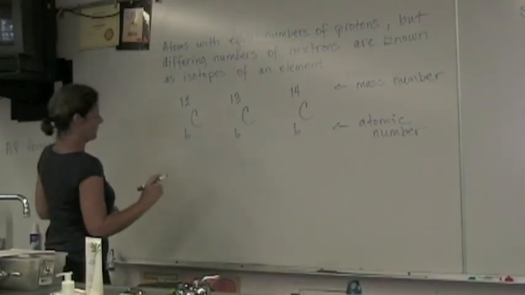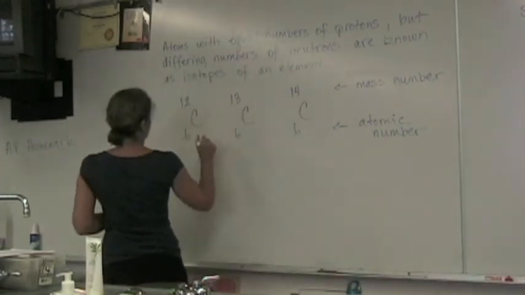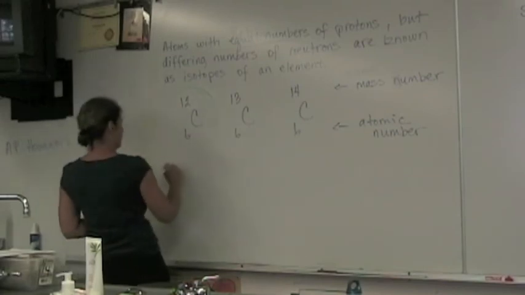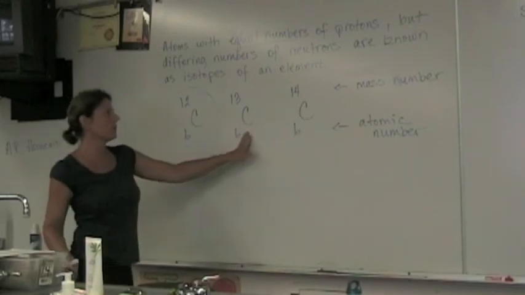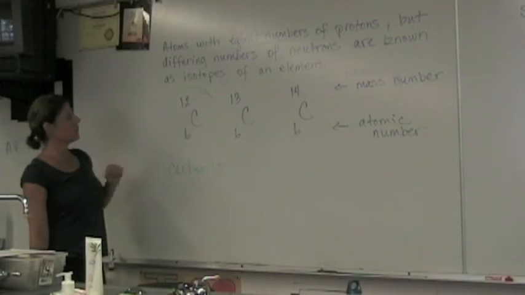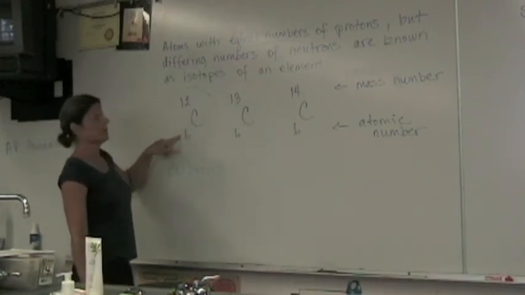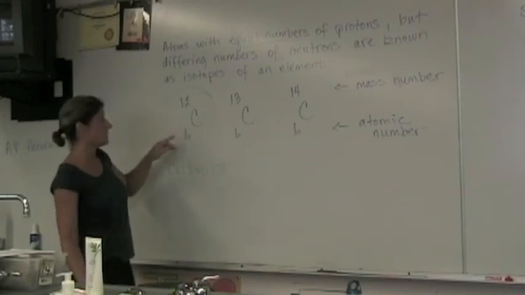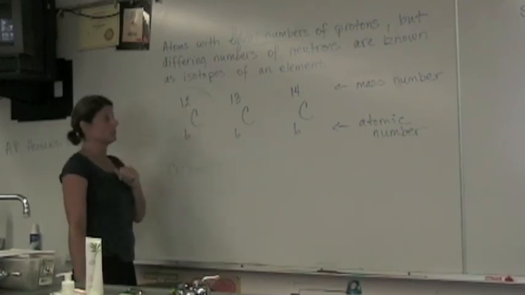So we call this isotope carbon 12, and this is how you'll see it written, carbon 12. This is carbon 13, this is carbon 14. Okay, so this isotope of carbon has 6 protons, and if this is its mass number, 12 minus 6 is 6. So carbon 12 has got 6 protons and 6 neutrons.